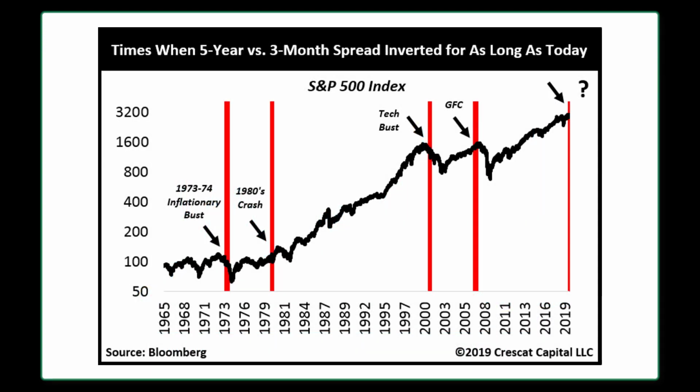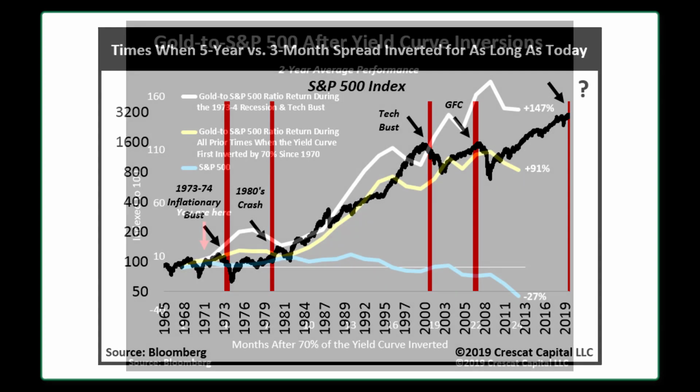Next, I'm showing the 5-year Treasury versus 3-month Treasury spread. And what we're looking at is the other times in history where that spread has been inverted for as long as it has been inverted today. And we can see there's only been 4 other instances going back to 1965, and all of those instances coincide with a significant market top.